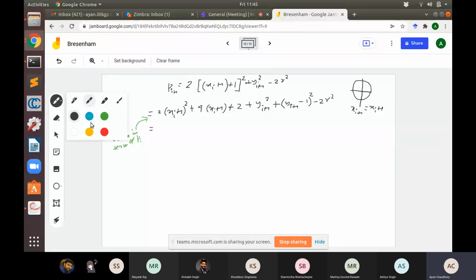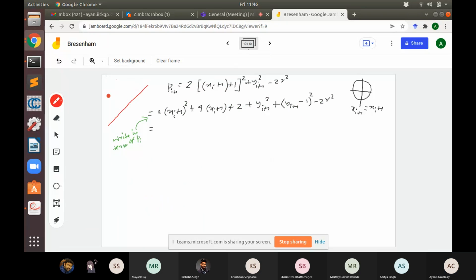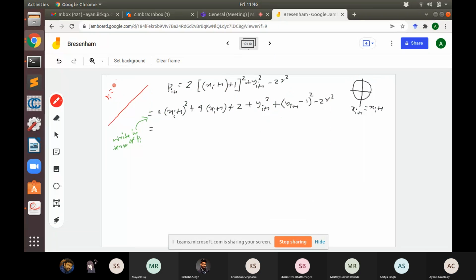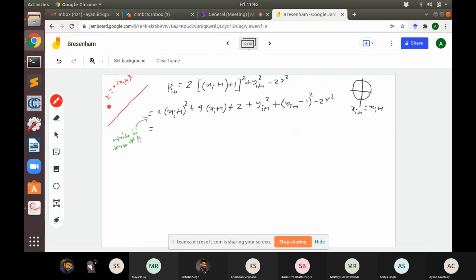So then what will happen? What was the expression for pi here? Pi is equal to 2 times xi plus 1 square plus y square minus r square. So can we put the pi expression here again? Let's write it down here. So what was pi? Pi is equal to 2 times xi plus 1 whole square plus yi square minus 2r square.